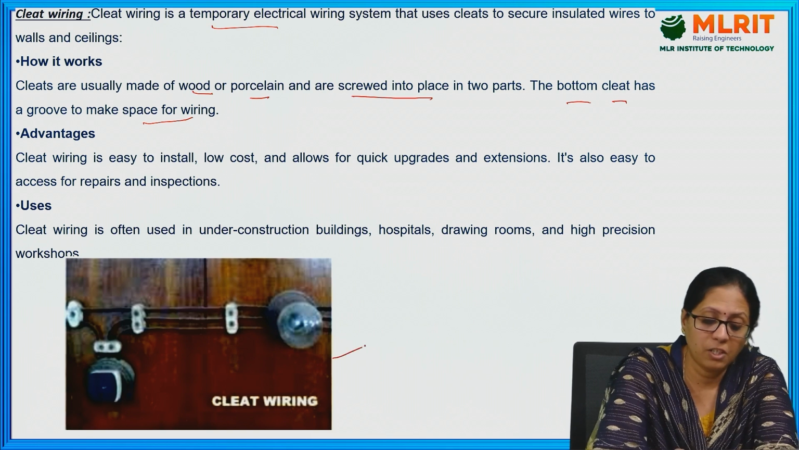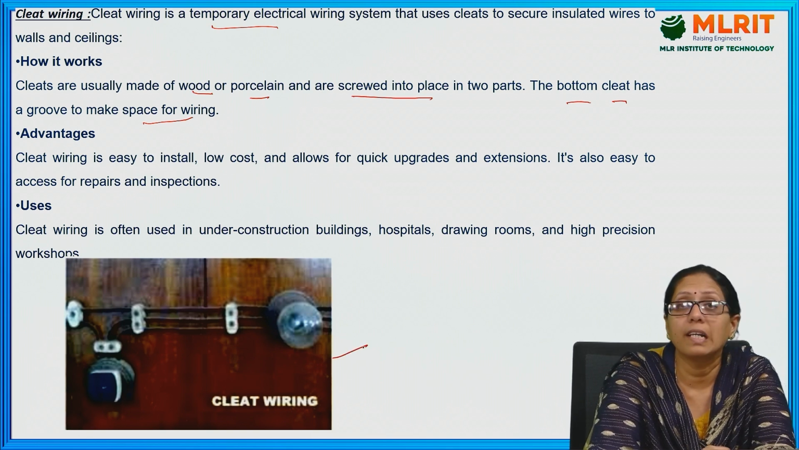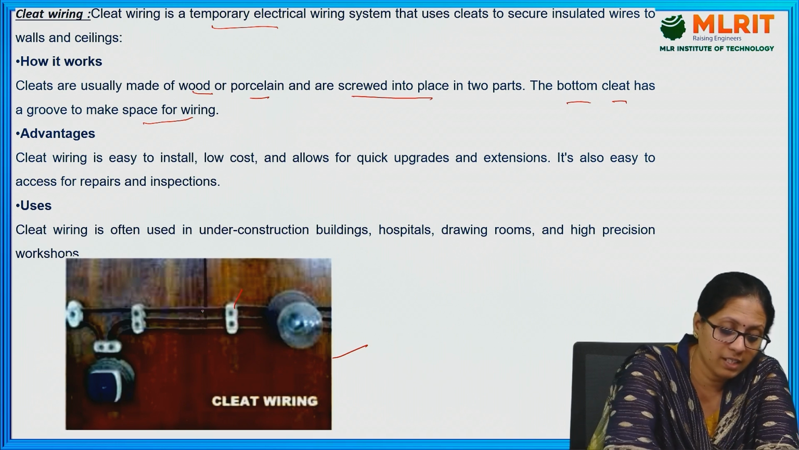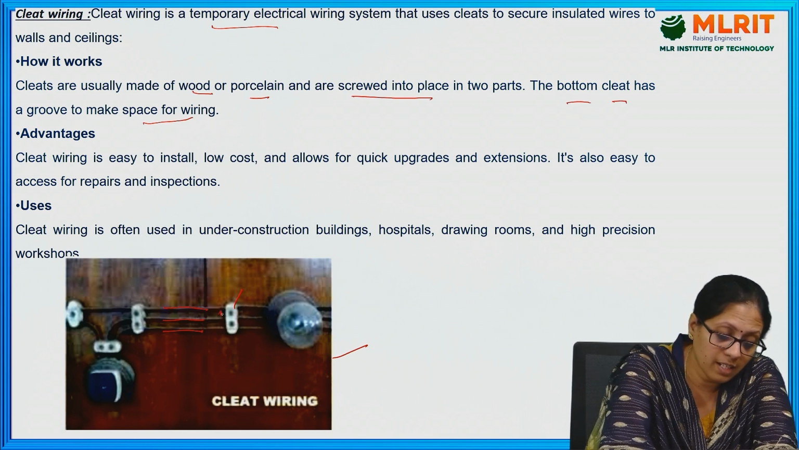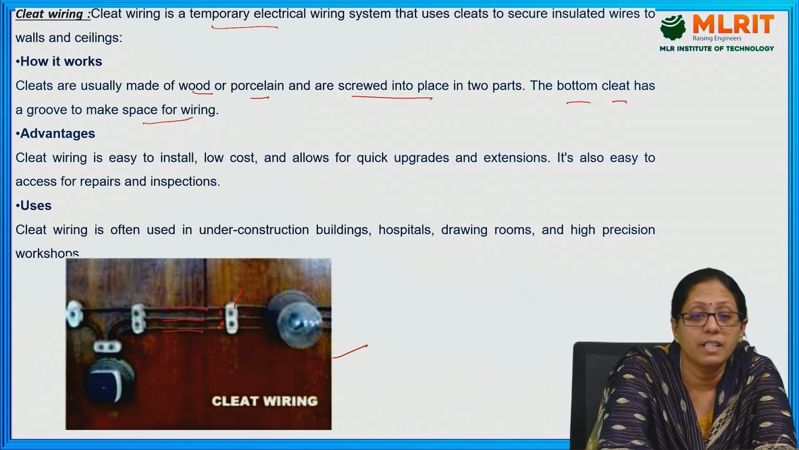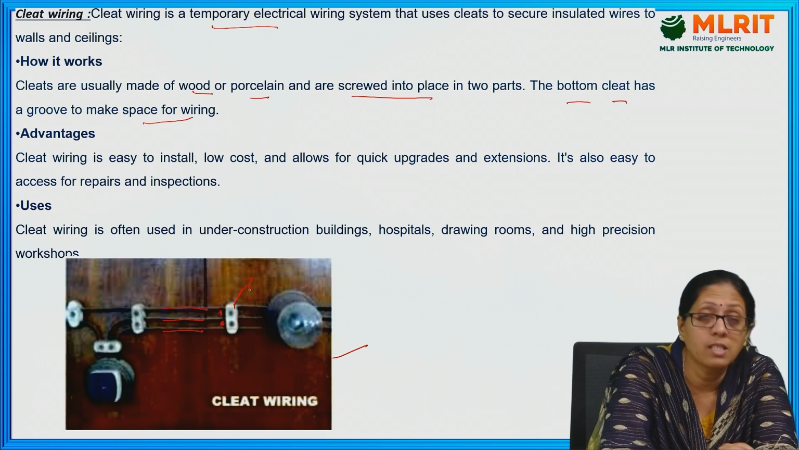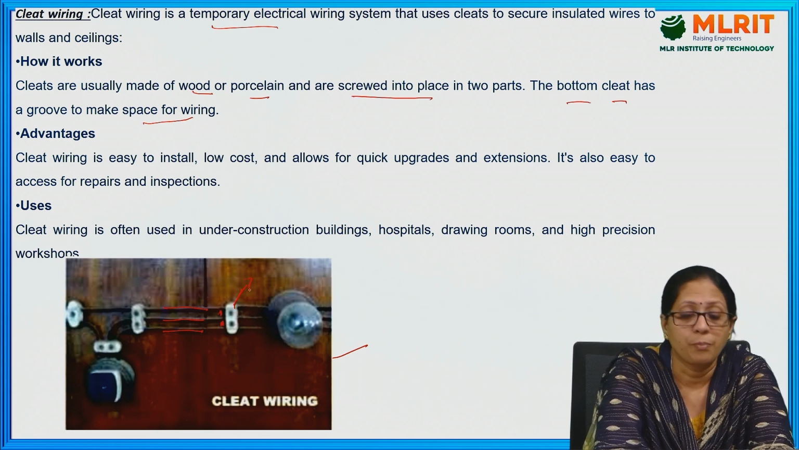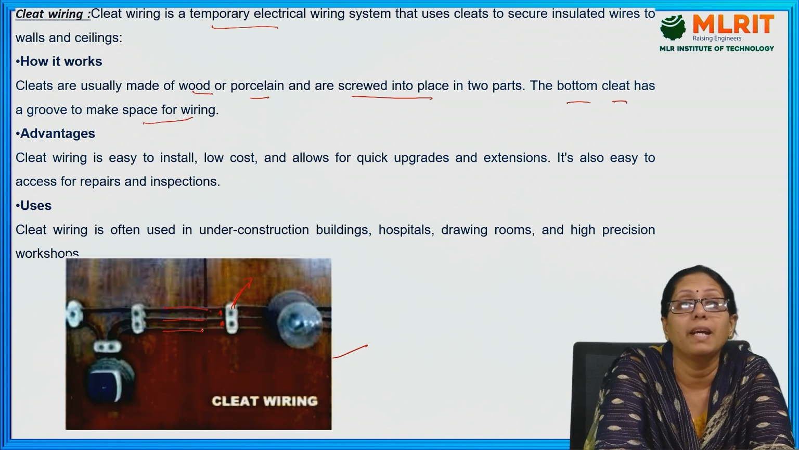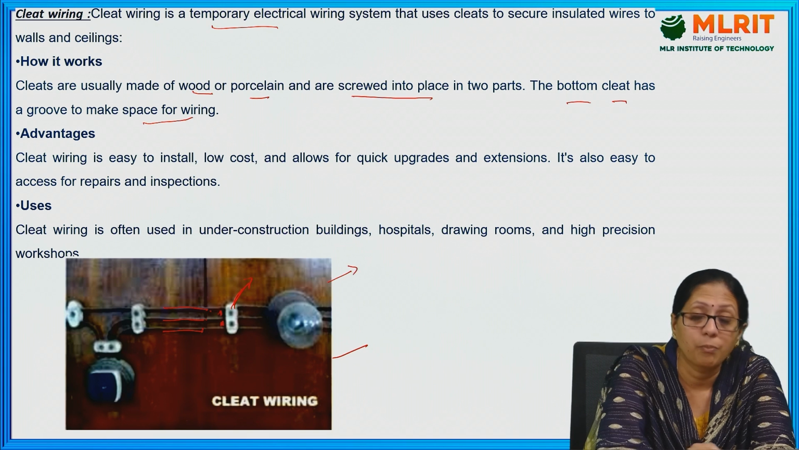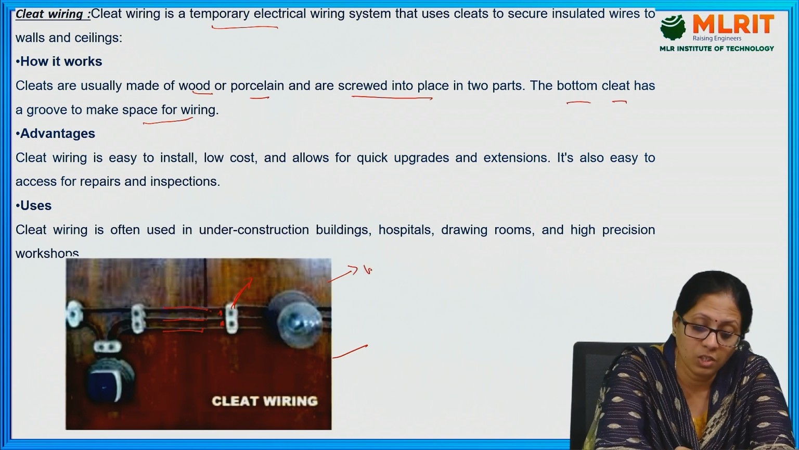Here in this picture, you can see a cleat wiring. In this cleat wiring, you can see 3 wires being connected. The distance between these 3 wires is maintained by using this particular cleat, which is mounted to the wood.